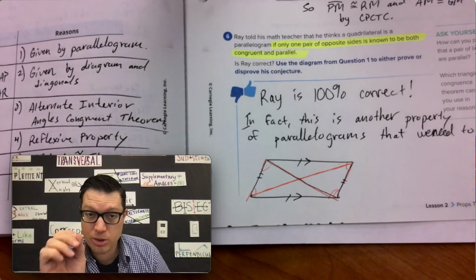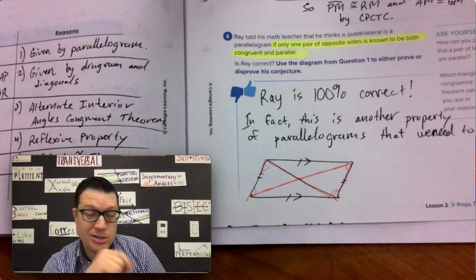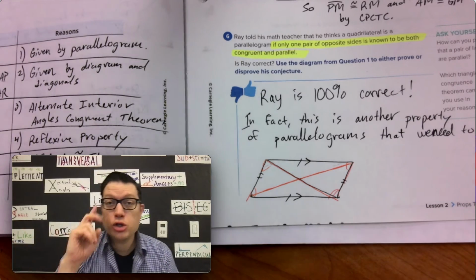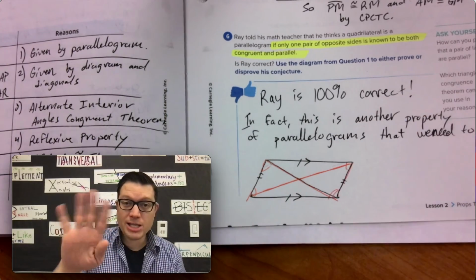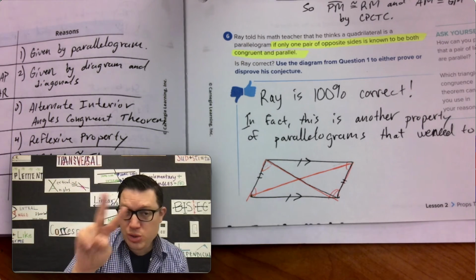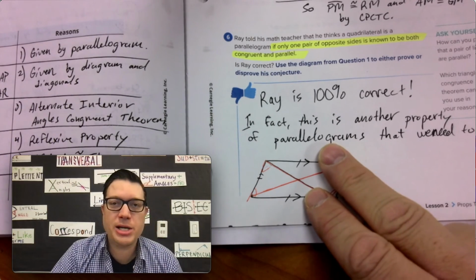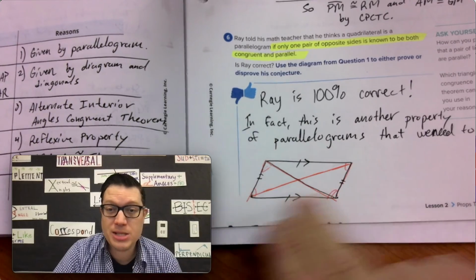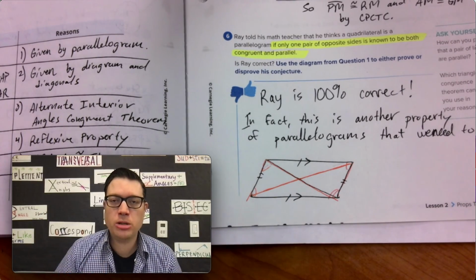Ray is 100% correct. You should remember this. You should think of Ray whenever you think of two sides, but that's all we get. We don't get a pair. We don't get more than that. We just get two sides. You only know that those two sides are congruent and parallel. That means this entire shape must be a parallelogram.